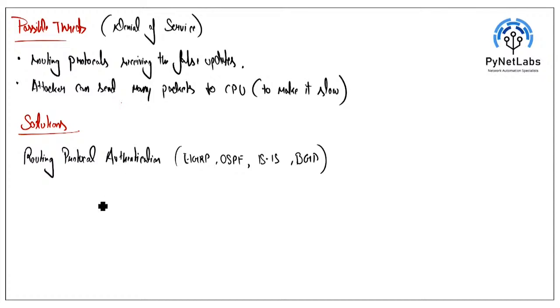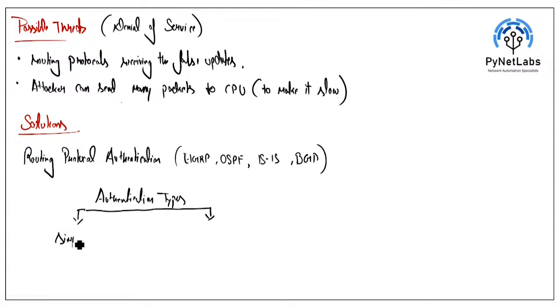Now this authentication is of two types. So we can write here authentication types. Whenever I'm talking about the types of authentication, it's pretty simple. The first thing we have is the simple password. Simple password will be in the form of clear text. It will not be encrypted.